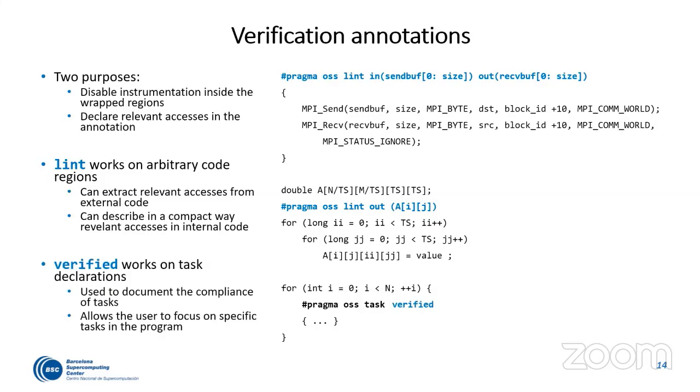The verified annotation is used to document the compliance of tasks and the validity of their datasets. It is also extremely useful to support incremental detection scenarios, where the user wants to focus analysis on a subset of the task declarations or instances. Indeed, it accepts an optional Boolean expression to mark as compliant a subset of task instances, which are those for which the expression is true.